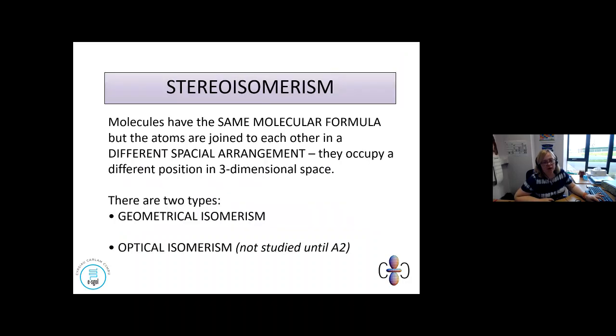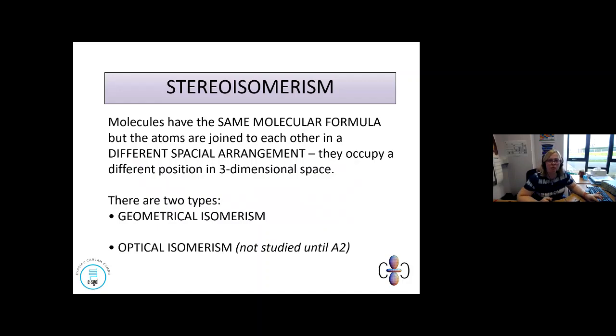The next type of isomerism you need to know is stereoisomerism. Now this has 2 main classes, but only one of which you need to be familiar with in year 12. The second one, which is called optical isomerism, we don't touch upon until year 13. Okay, so it's not studied until A2. But molecules often can have the same molecular formula, but the atoms are joined to each other in a very different spatial arrangement. Okay, so as in the VSEPR part of the syllabus, they would orientate themselves and occupy a different 3D space.